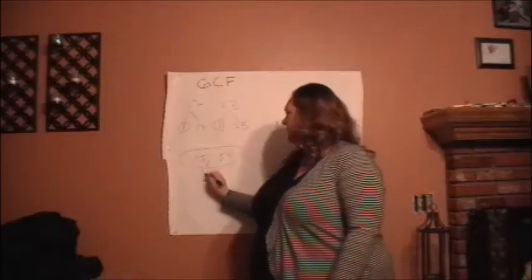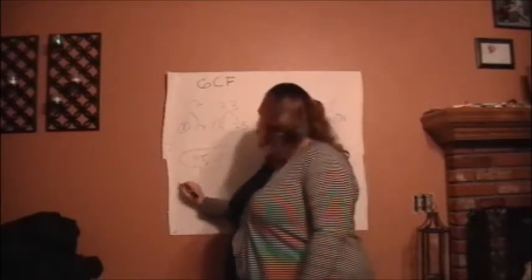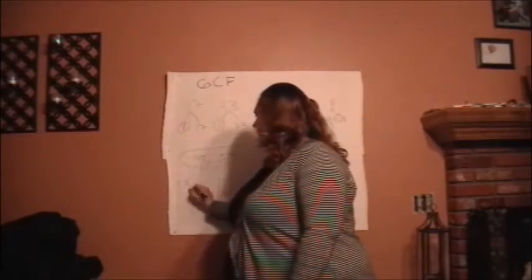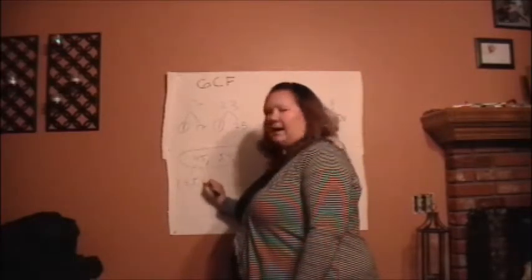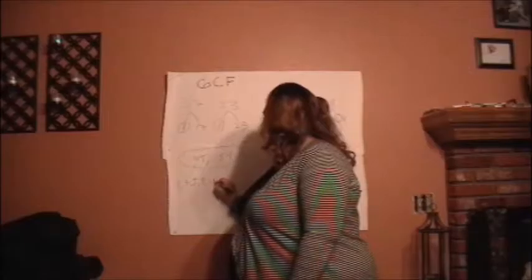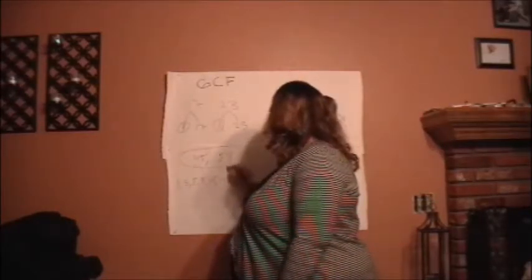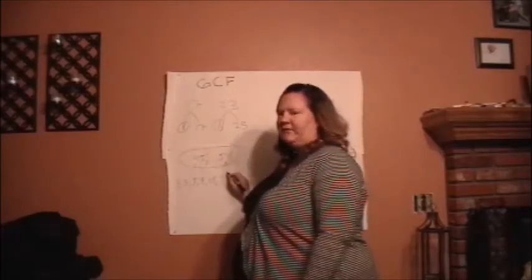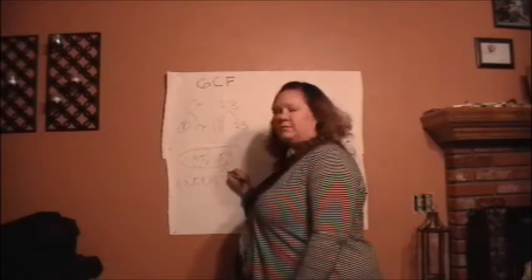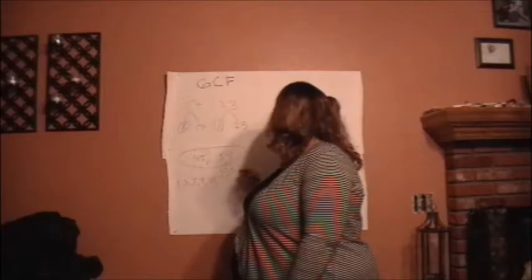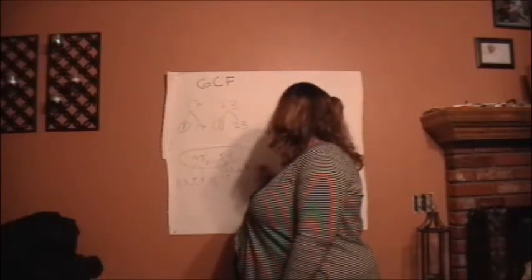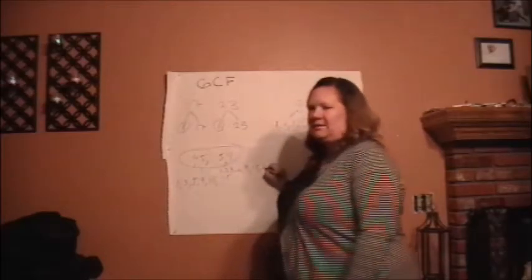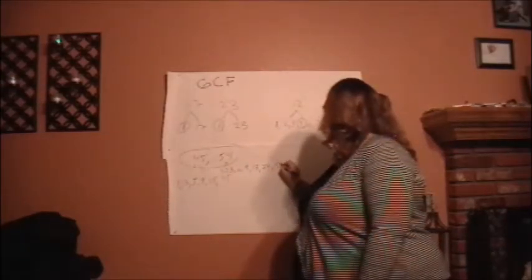All right, are we done? Let's factor out 45. 1, 3. Anybody else? 5, 9, 15. Any other numbers? 45. Good job. How about 54? What are our factors of 54? 1, 2, 3, 6, 9. Keep going. 18, 27, and 54.